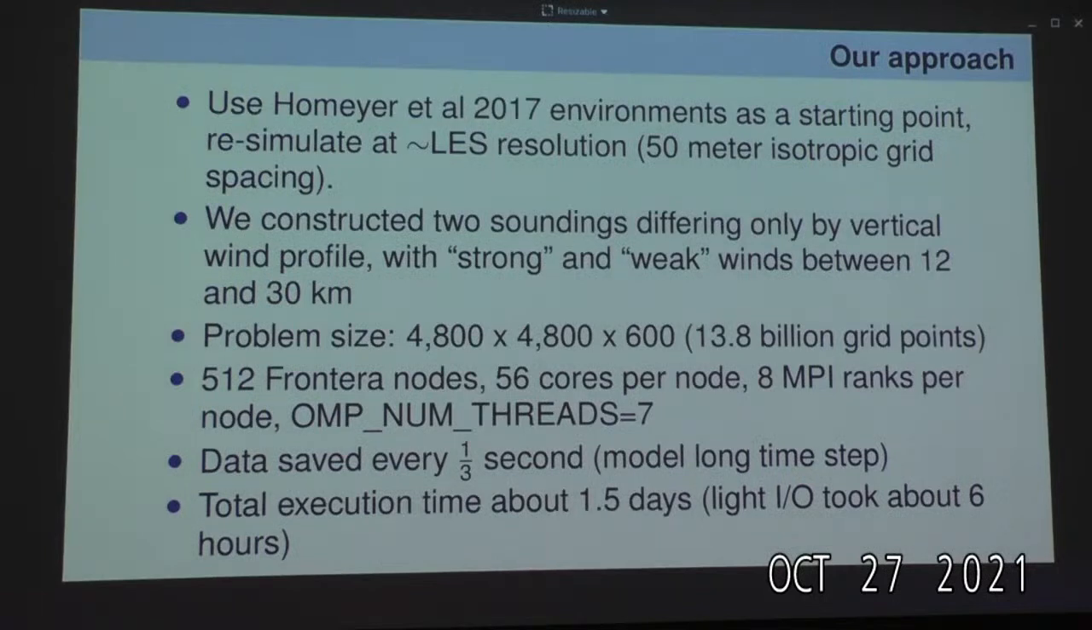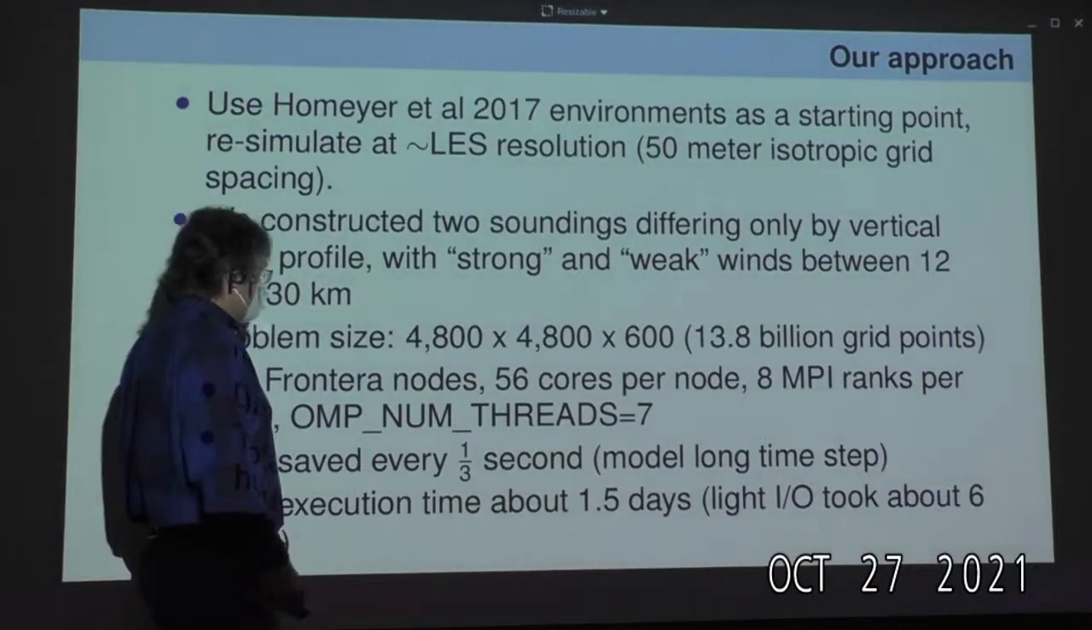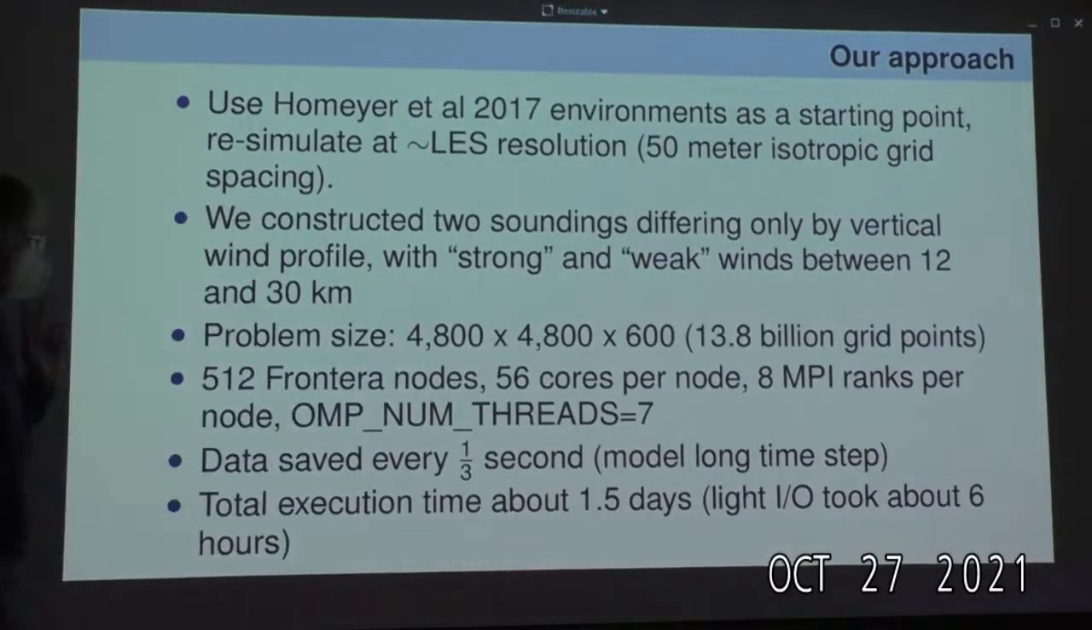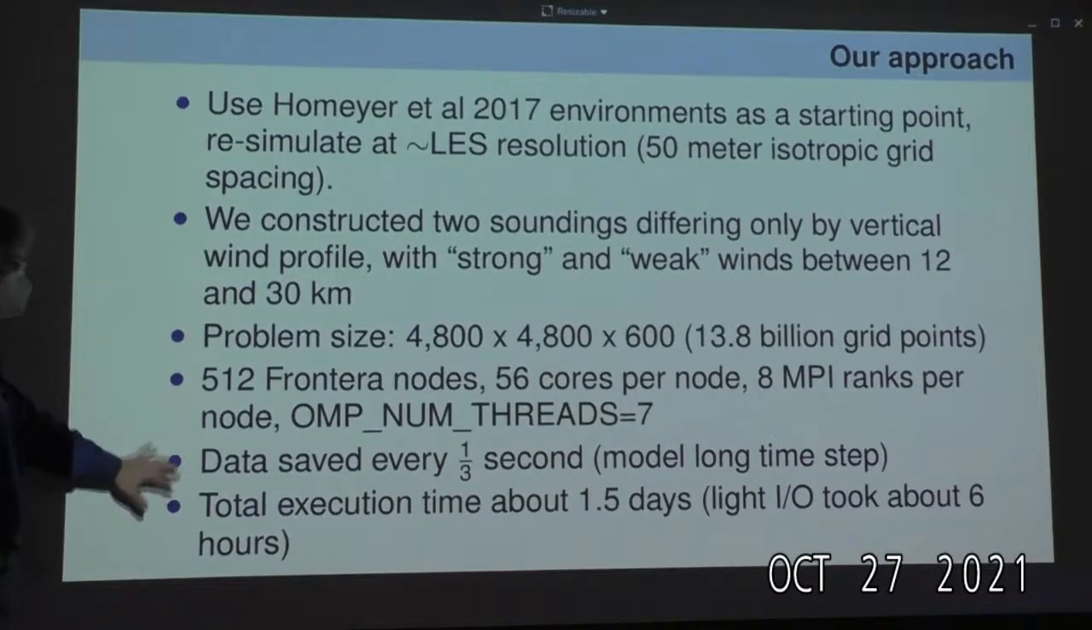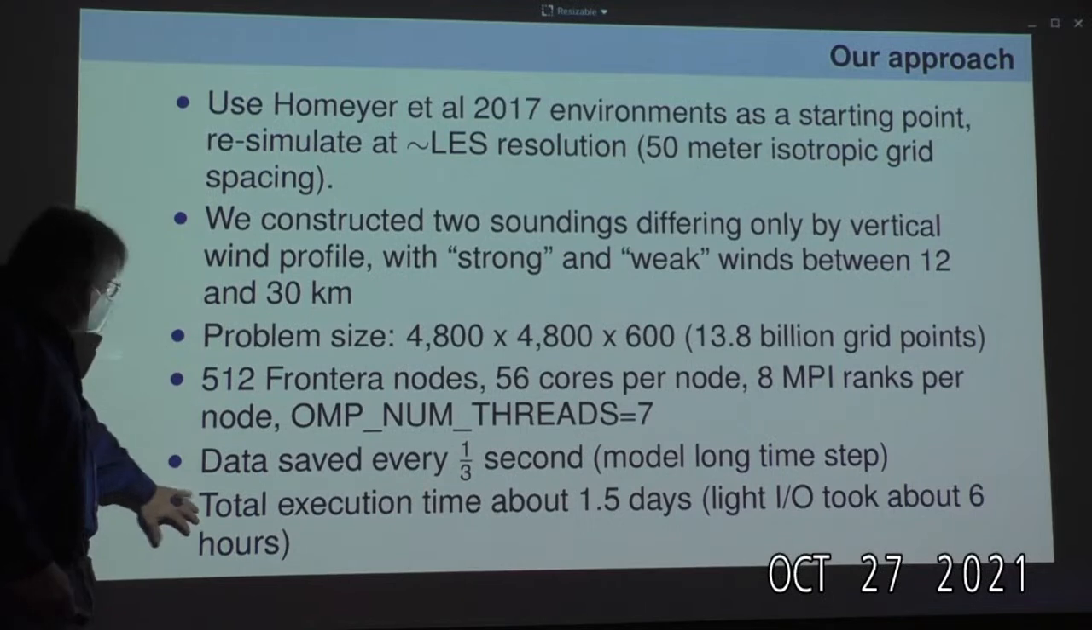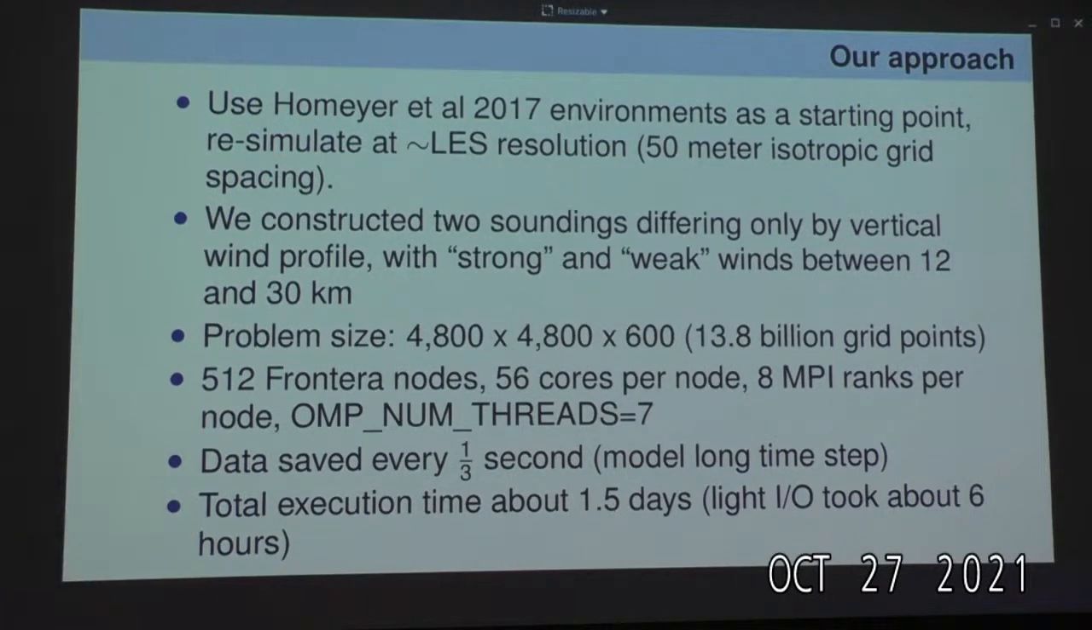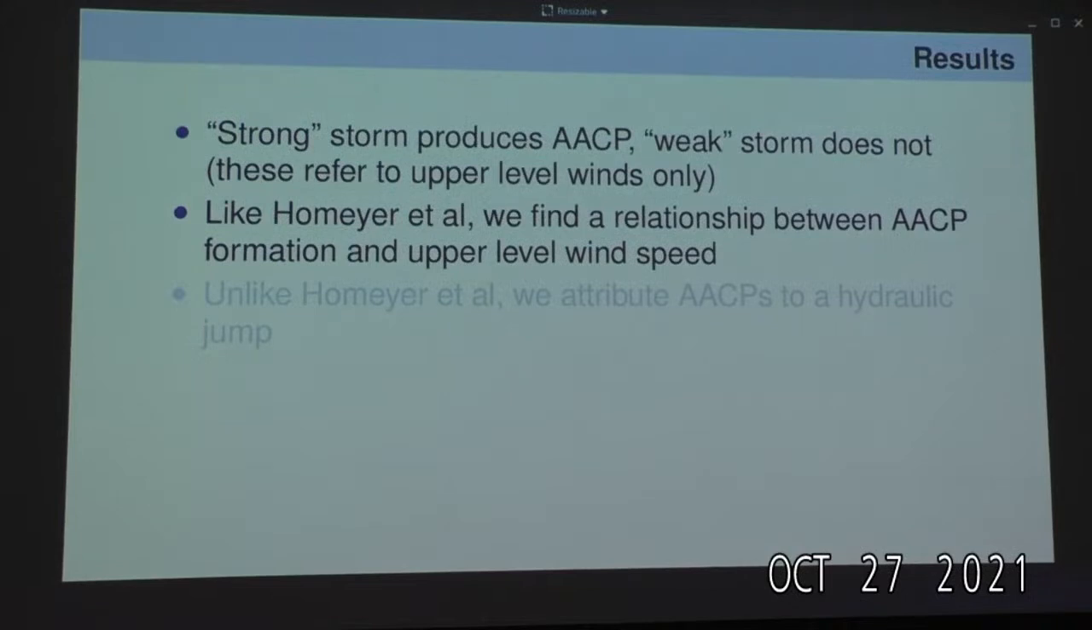So this problem took about 512 Terra nodes, for you computer folks out there, 56 cores per node. We had 8 ranks per node. We did 2 levels of parallelization. We saved data at the model time step, and the only way I can get away with this is because I spent a lot of time working on it. And it took about 1.5 days for the full simulation. The simulation with light I/O only took 6 hours. But then I will go back from the restart file and save data at the time step once I'm sure I have the simulation I want.